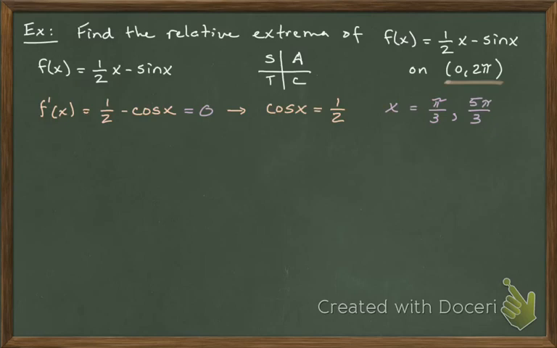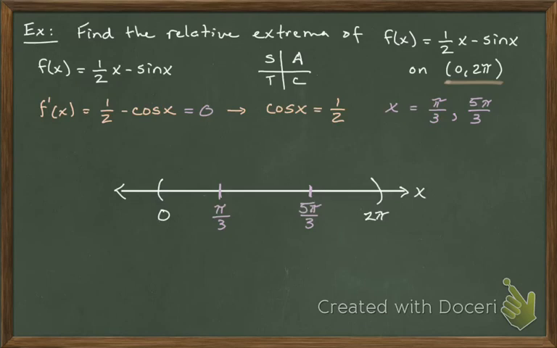So those are two x values that are critical for my function, and there would be more, right? But I've got my interval from 0 to 2 pi. I only have one revolution on my unit circle. So those are my two critical values. I'm going to test those. So here's my number line. I'm gonna box it off with my interval from 0 to 2 pi. I've got pi over 3 and 5 pi over 3 somewhere along the way.